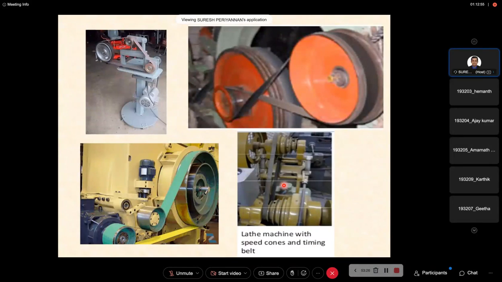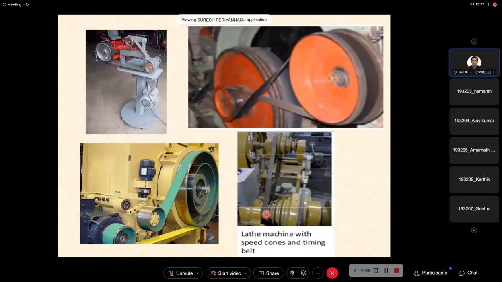Now in the lathe machine we are using a V belt. See here, this is the mechanism. This is the power transmission. Here is the power generation: the motor is connected to the stepped pulley, and the stepped pulley is connected to the spindle with the help of the V belt drive. The spindle is also connected with a stepped pulley, and our motor is also connected with a stepped pulley.